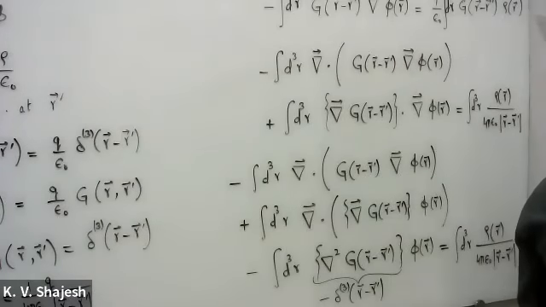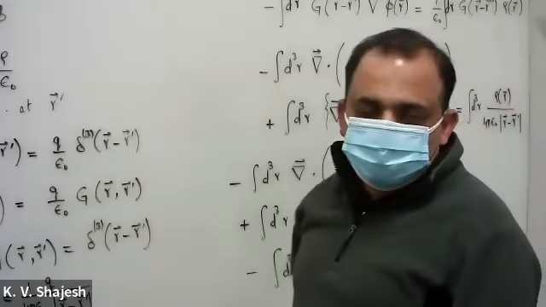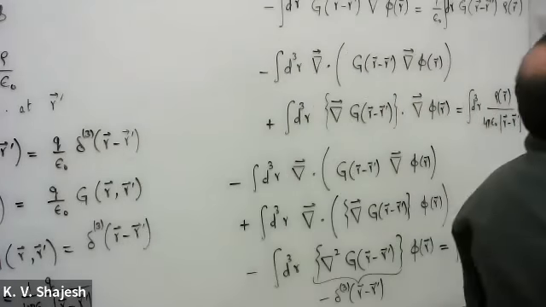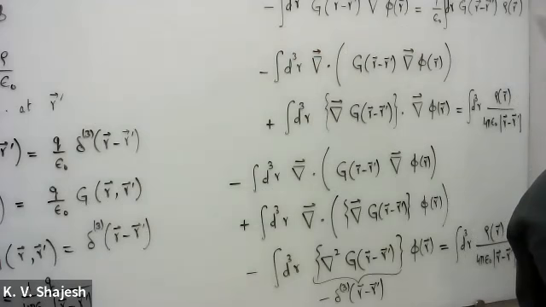If, only if, phi is equal to 0 and the gradient of phi is equal to 0 at the boundary S, then this whole thing will survive only on this S. If it is 0 on S, then I have phi of r prime equal to the charge term.